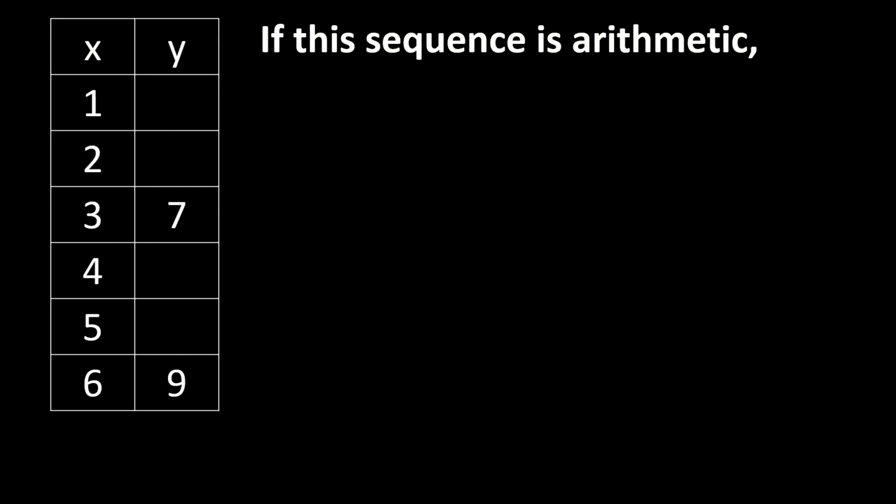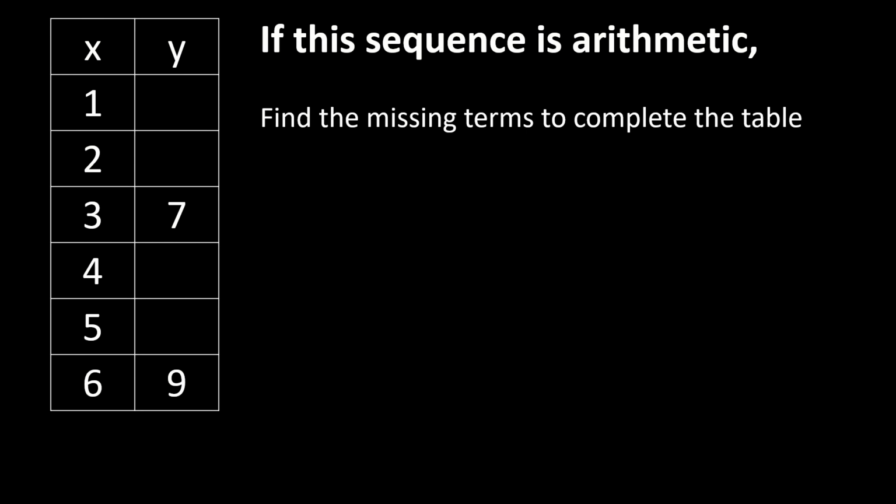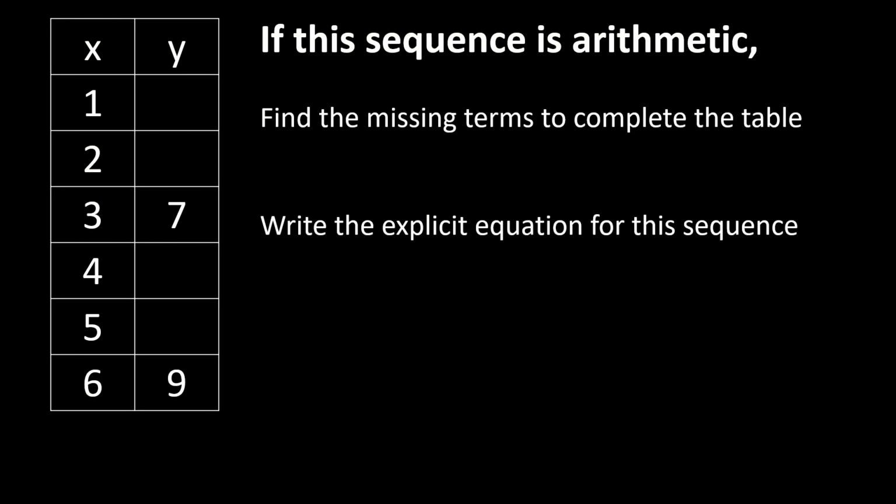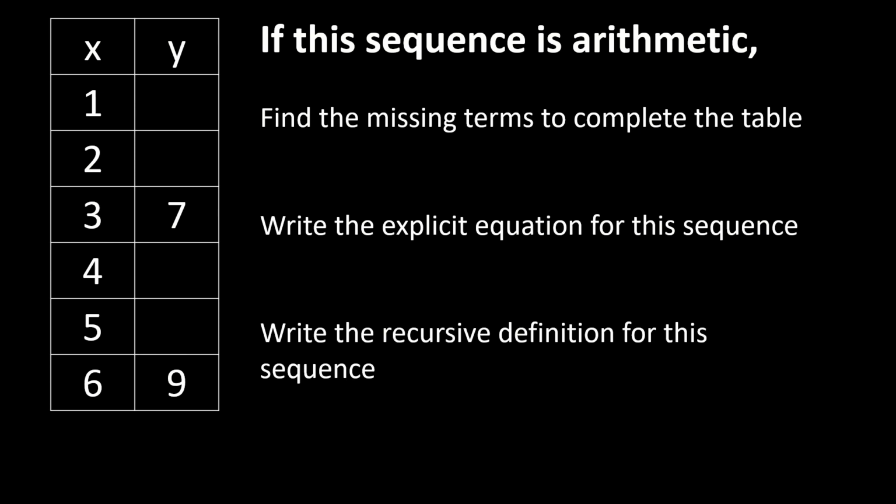So I'll go ahead and put the question marks up here. So I want us to find the missing terms to complete the table. I would like for us to write the explicit equation for this sequence, and I would like for us to write the recursive definition for this sequence. So if you want, go ahead and pause the video and try this on your own. If not, I'm just going to go ahead and continue to work through this now.